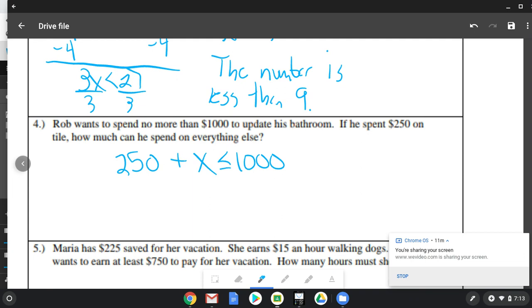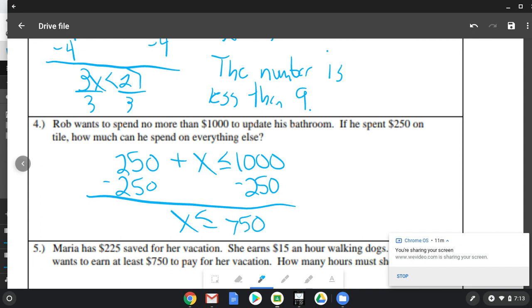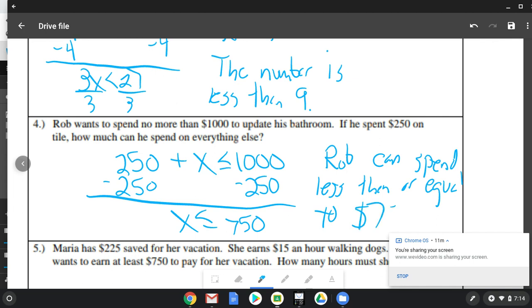So we would set it up as 250 plus x or x plus 250. And then to solve that, we would just have to subtract 250 from both sides. And we get x is less than or equal to 750. So in the end, my answer would be Rob can spend less than or equal to $750. So that's how much you'd have left.